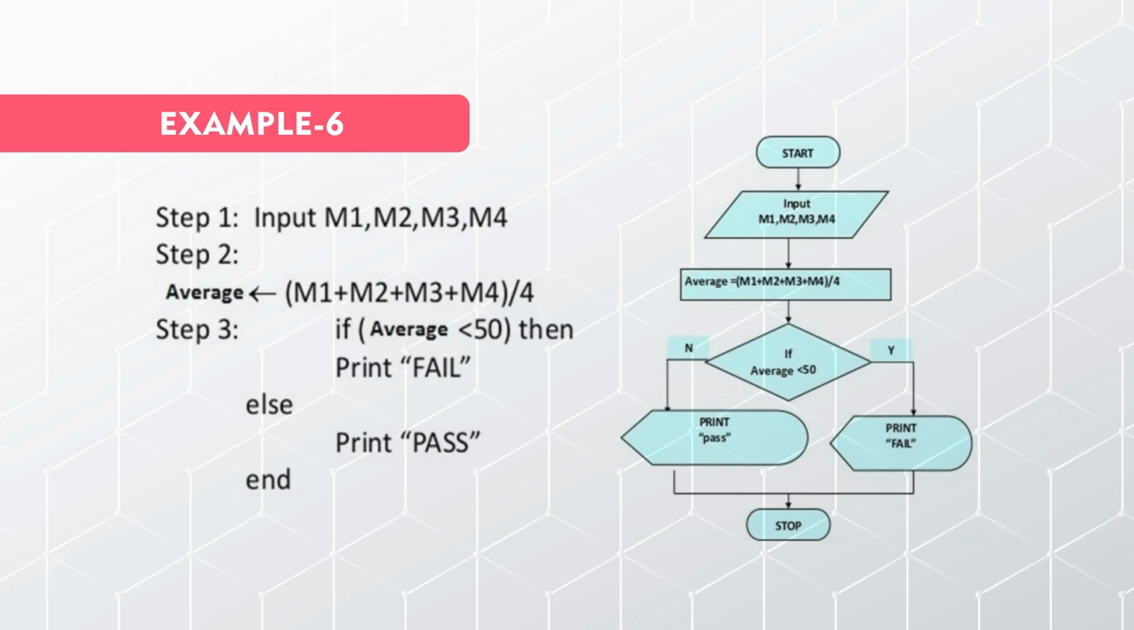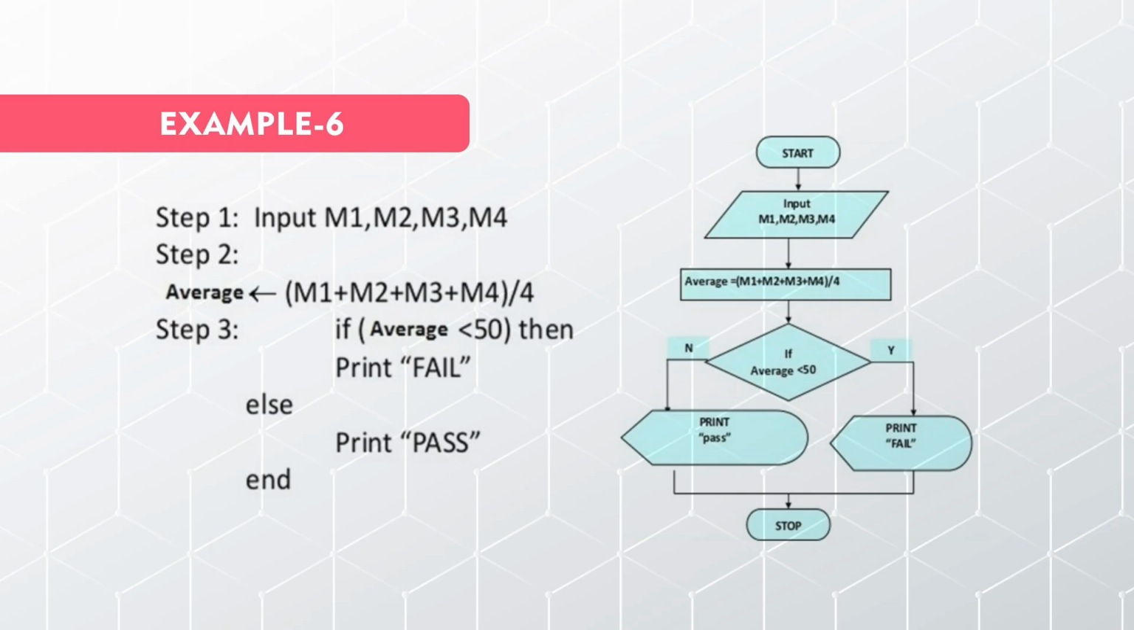So we put a decision that if the average is less than 50, the output should be evaluated as fail, and if it is greater than 50, it should be evaluated as pass. So what is the input required? Input required is M1, M2, M3, M4, that is marks in the 4 subjects. The processing required is the calculation of the average: M1 plus M2 plus M3 plus M4, divided by 4.